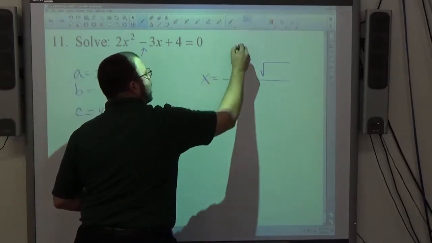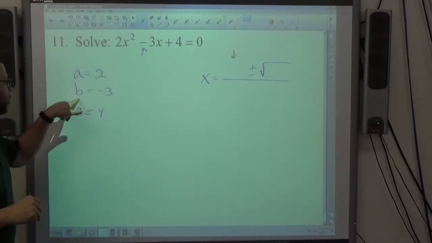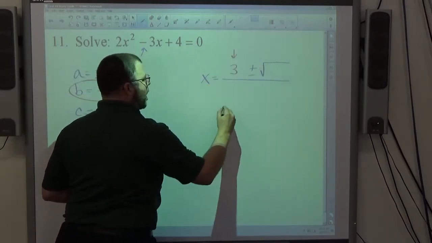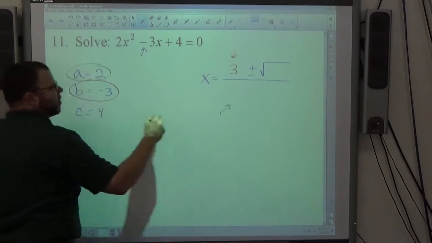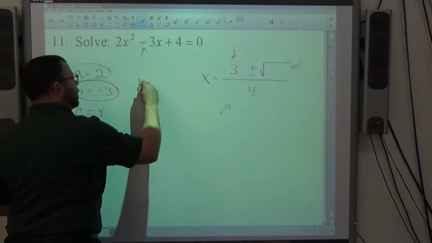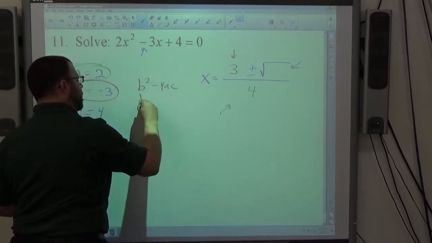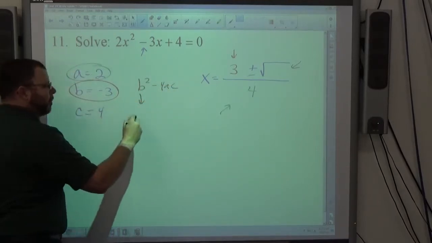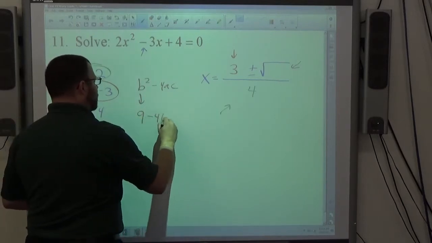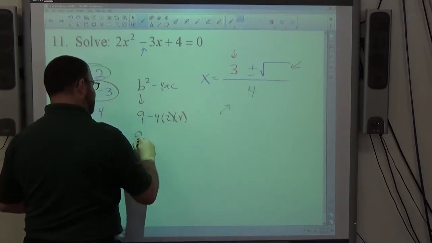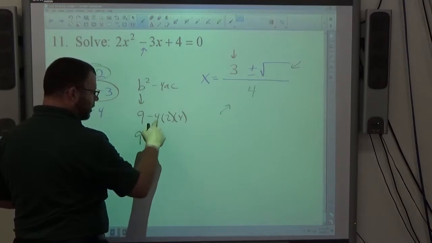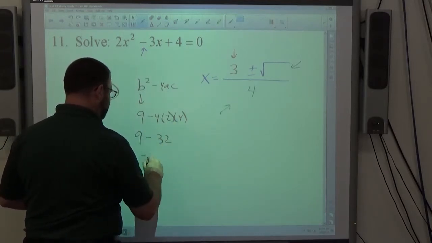What goes in the upper left-hand corner here is the opposite of b. b is -3, so I put a +3. What goes in the bottom is 2 times a. a is +2, 2a is +4. What goes in the square root is b squared minus 4ac. Notice, even though b is -3, b squared is still +9. b squared is always positive. Minus 4 times a times c. That makes 9 minus 8 times 4 is 32. That makes -23.